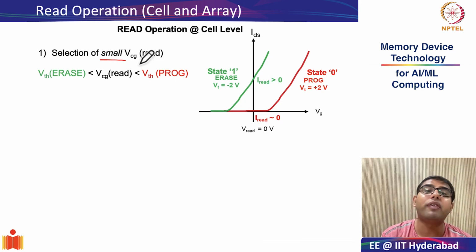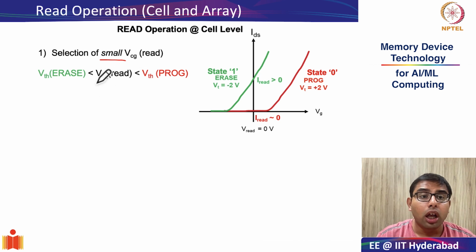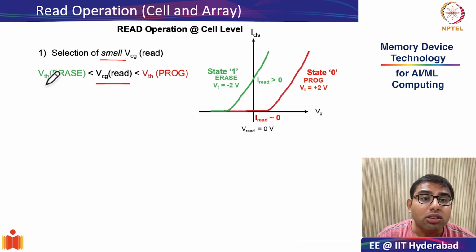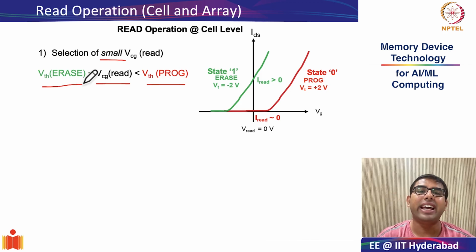So you do not want Fowler-Nordheim tunneling or alteration of this cell's program or erase state during read. This is done by selecting a small VRead voltage. This is just the first criterion. The second and most important criterion is to make sure that the read voltage at the control gate is exactly the midway point between the threshold voltage in the program state and the threshold voltage in the erase state.